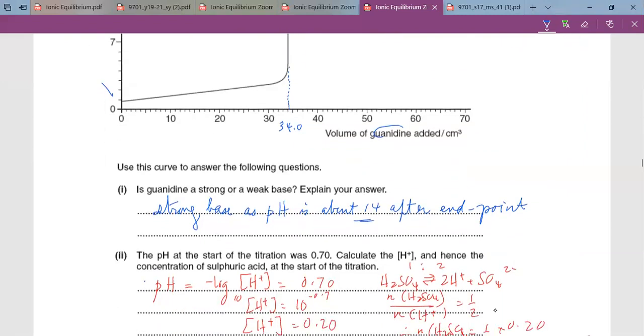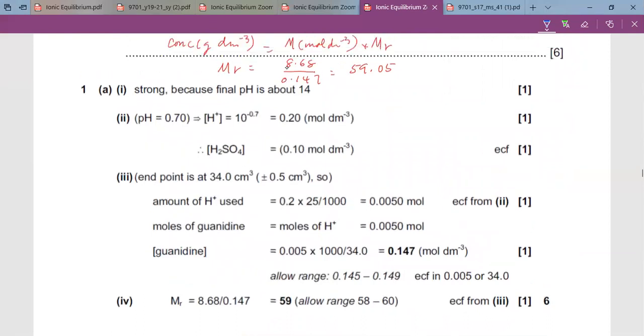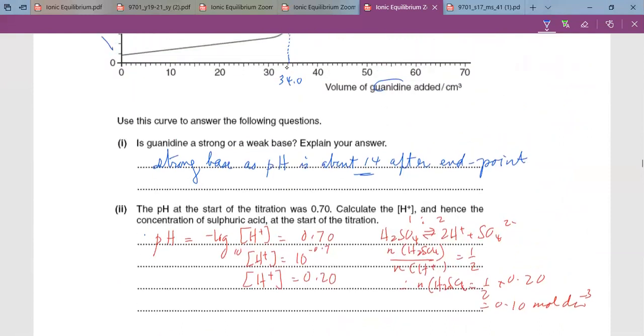Right, you can see here the marking scheme. Strong because pH is about 14, no, it's a bit lower than 14, because of the dilution factor. The pH at the start, to tell you, here the start is how much? Because you can see, the pH is 0.7. Very important.